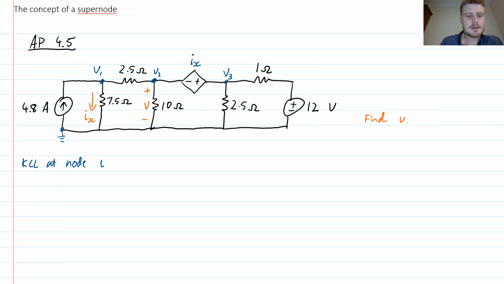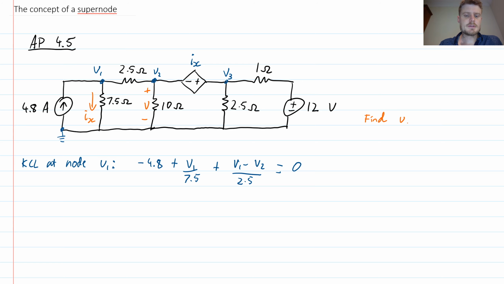At the node labeled V1, Kirchhoff's current law is straightforward. This is the sort of thing you should already be familiar with. We have negative 4.8 amps because the current is entering, so we put a negative sign. Then plus V1 over 7.5, which is the current leaving down that branch. And finally plus V1 minus V2 over 2.5, and that is equal to 0.